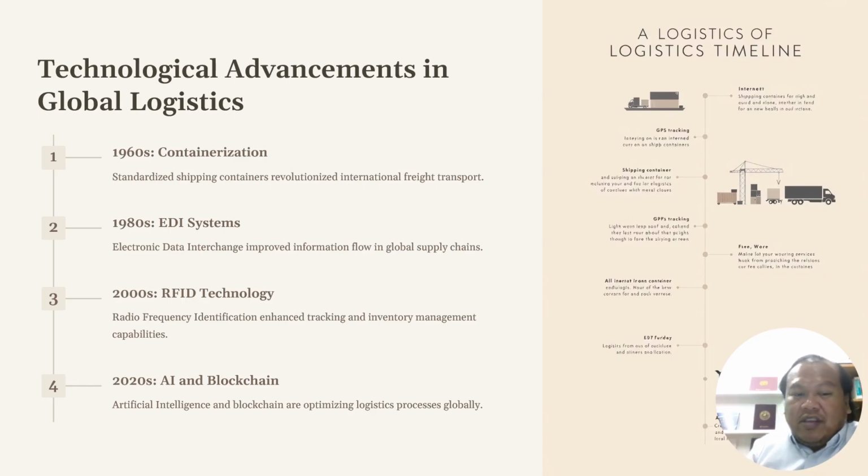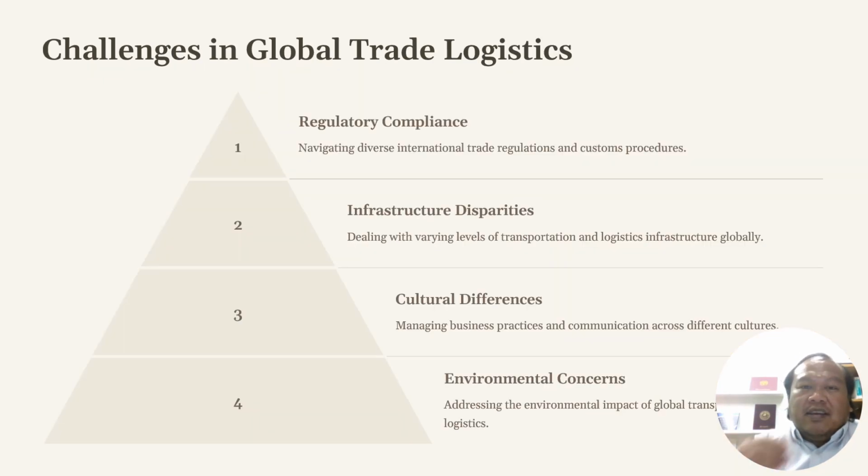And recently, in the 2020s, we have AI and blockchain that are optimizing logistics globally. What are the challenges in global trade? Of course, regulatory compliance. That's what I said about the Trump example.